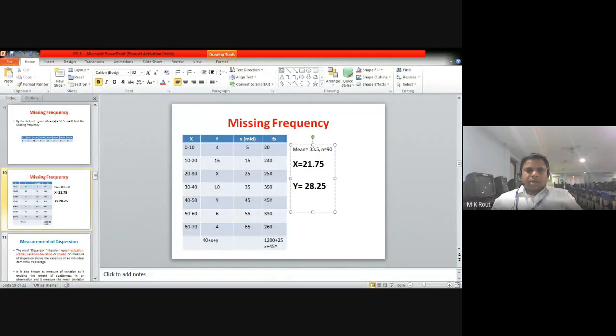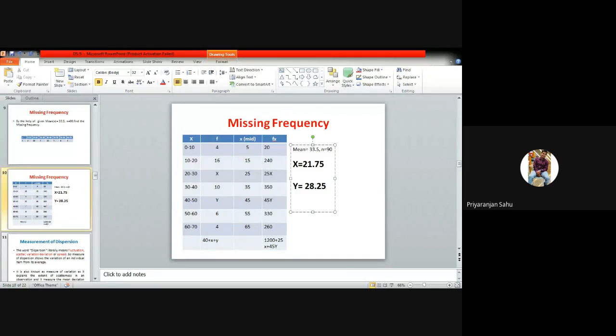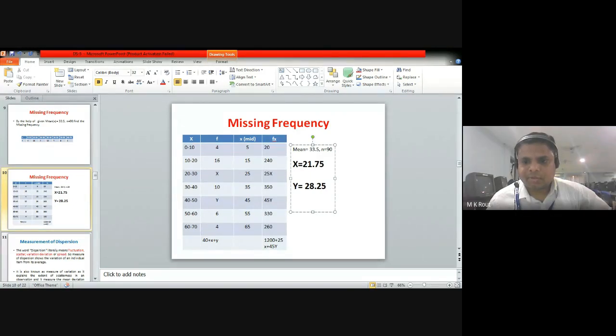Okay, Rajesh Swami. Priyaranjan Sahu, what is your answer? Okay, any question? What is the value of x? Sir, 21.75, sir. And in case of y? Sir, 28.75. 28.75 or 28.25? That is 28.25 for y.